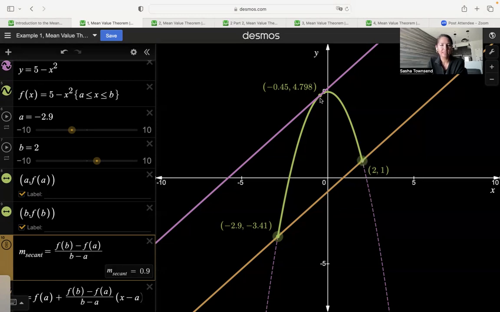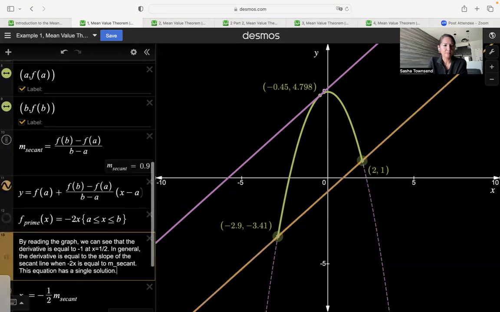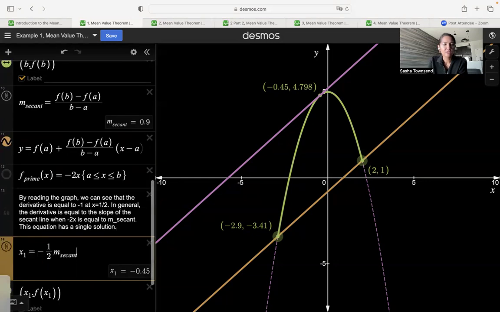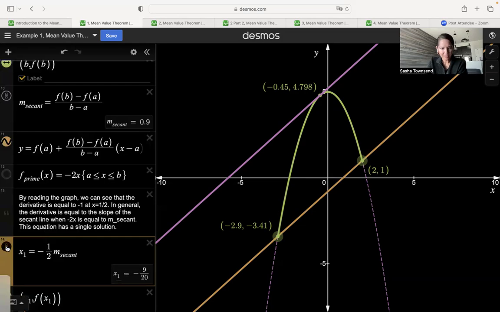And they said, well, where is the x value where the derivative is equal to that slope of the secant? Well, the derivative is -2x. If I want to find the x value where -2x is equal to 0.9, I just divide both sides by -2. So the x value we're looking for is x equals the slope of the secant times -1/2. It calculated that for us, and it gave us -0.45, or if you want, you can make it a fraction, -9/20. Either way, you can just press that little button on the side.